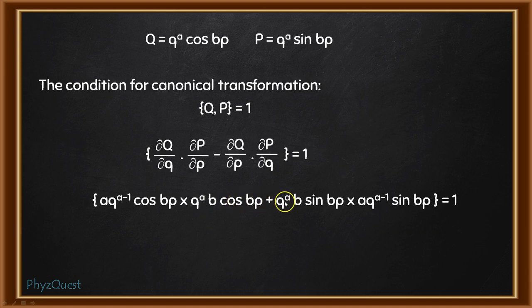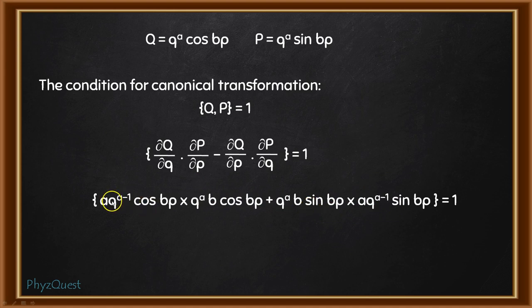plus q to the power a b sin bp. The minus sign will be gone because when you take the differentiation of this, it will be minus sin bp. So minus minus will be plus. So q to the power a b sin bp into a q to the power a minus 1 sin bp is equal to 1.